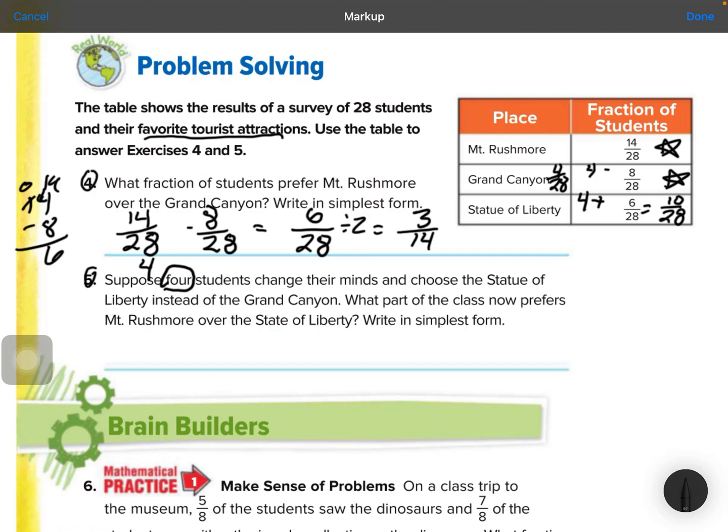Okay, now what part of the class prefers Mount Rushmore? Okay, so we're not going to even play with the Grand Canyon. We're going to play with Mount Rushmore over the Statue of Liberty.